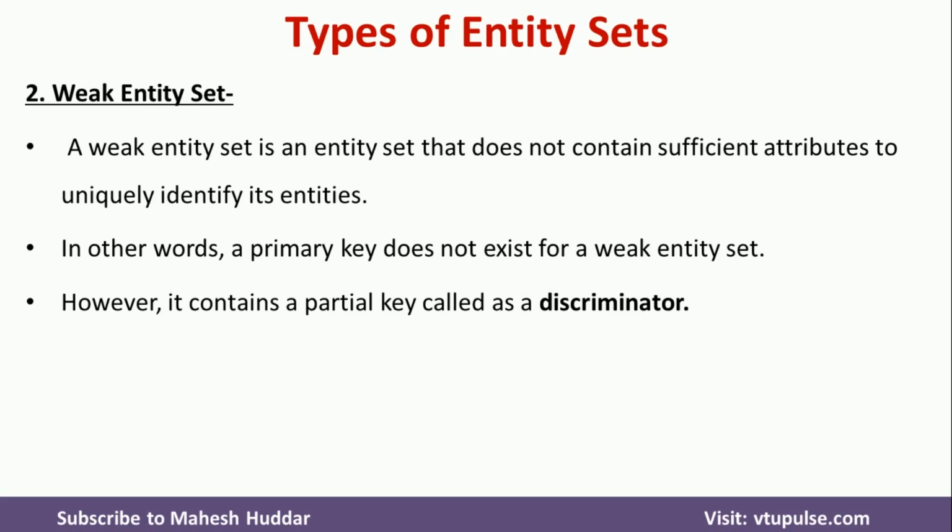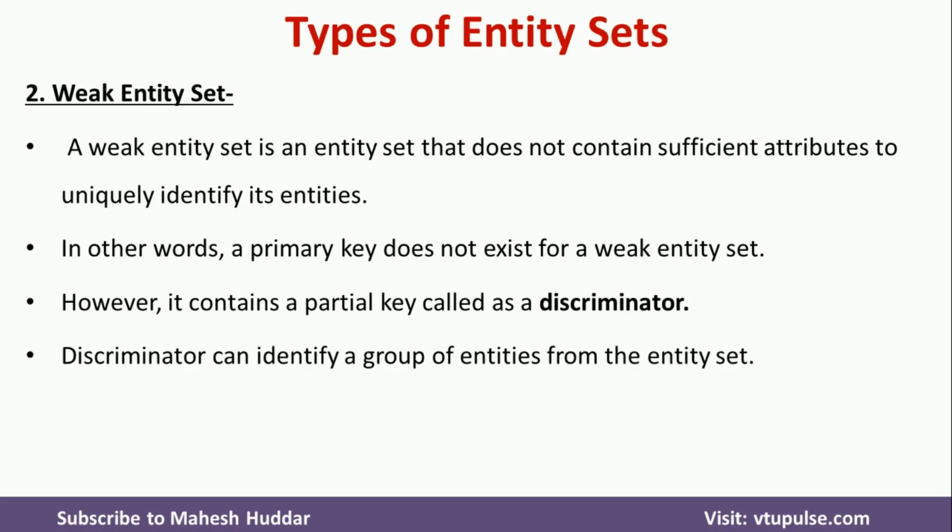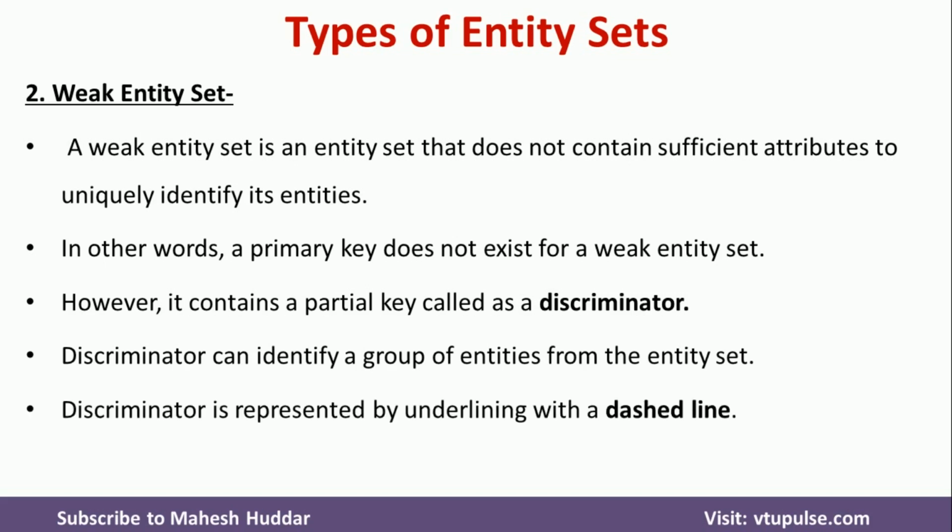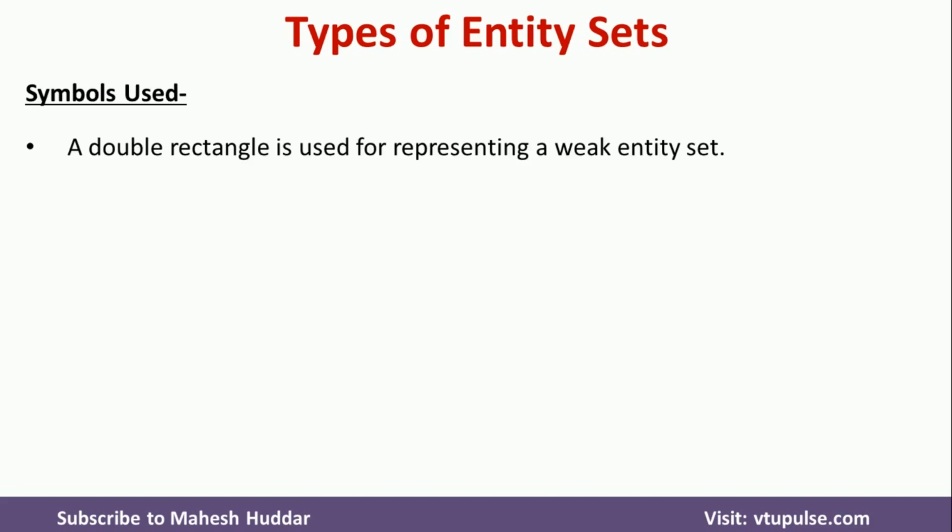The discriminator can be combined with the primary key of another entity set to uniquely identify the rows or the entities. The discriminator is represented by underlining with a dashed line. These are the symbols used with respect to a weak entity set.